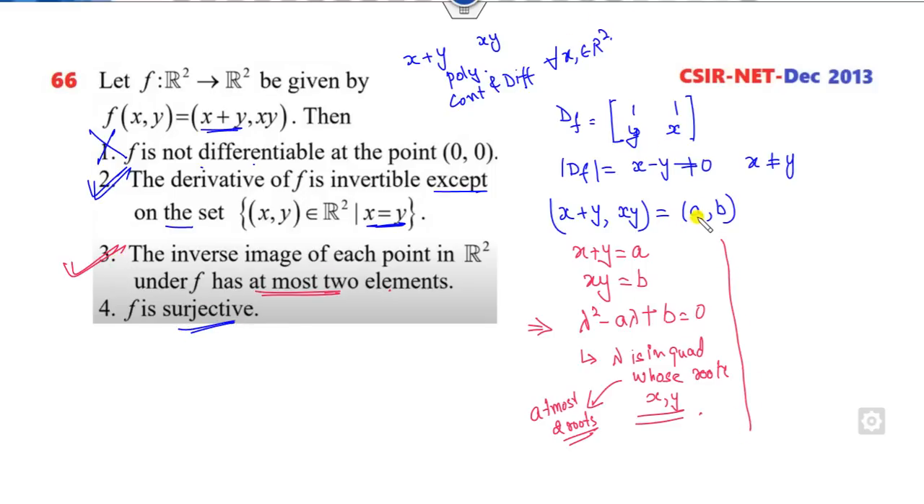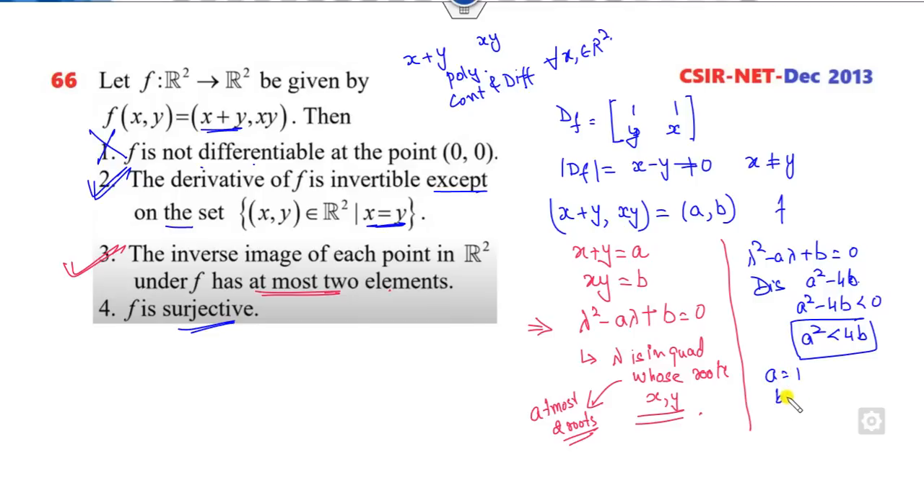So we have to find the inverse image of this. What is the discriminant of this equation? If this number is negative, then we are unable to find the roots. Or you can say, if a is 1 and b is 1, so if I consider this image f of (x, y) as (1, 1), then you are unable to find the pair of x and y whose image will be (1, 1). So it means this is not onto.